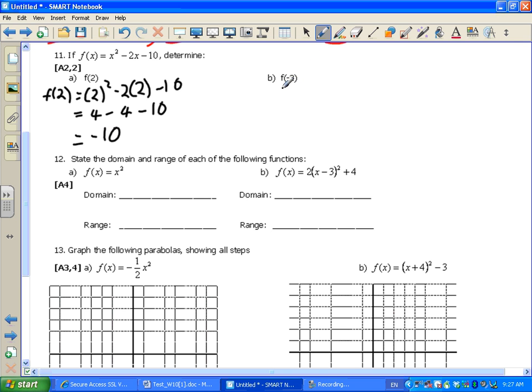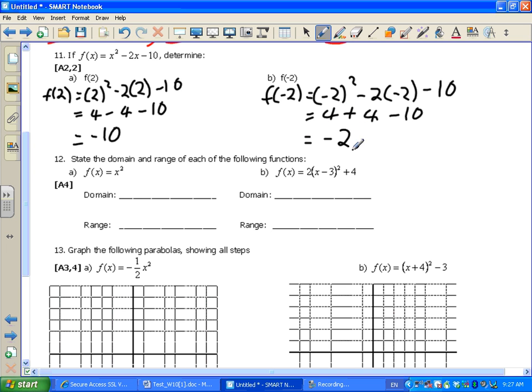Same question. This time we replace the x's with negative 2. Negative 2 squared minus 2 times negative 2 minus 10. Negative 2 squared is again positive 4. Negative 2 times negative 2 is positive 4. Subtract 10. 4 plus 4 is 8. Subtract 10 is negative 2. So we have two different answers. Negative 10 for the first one, negative 2 for the second one.